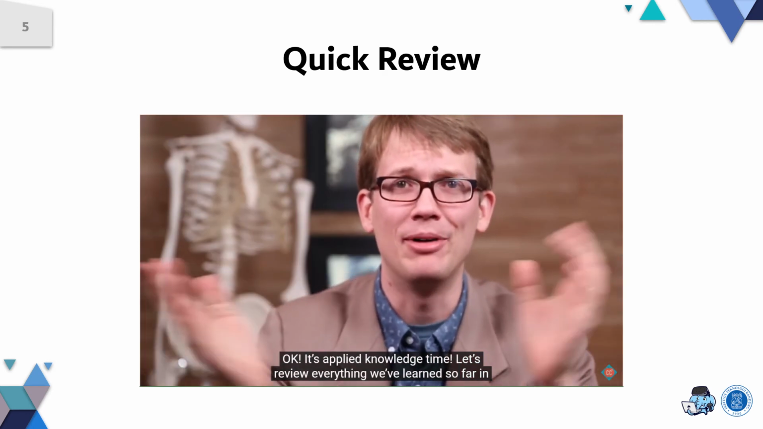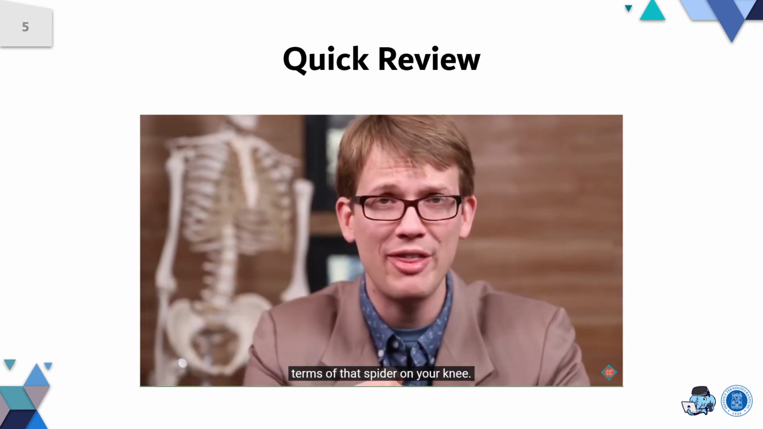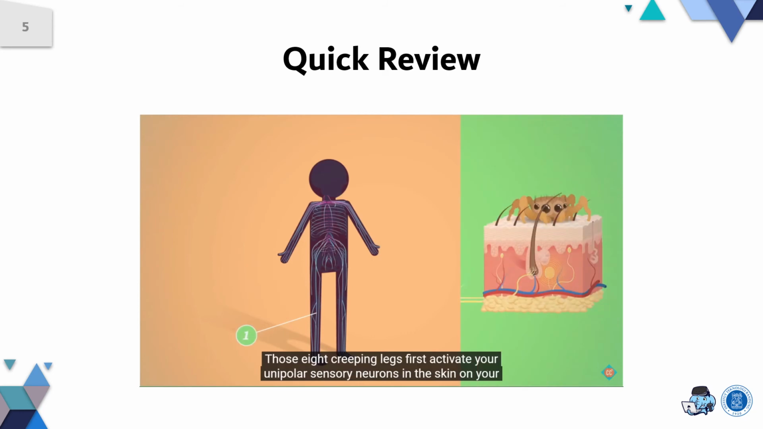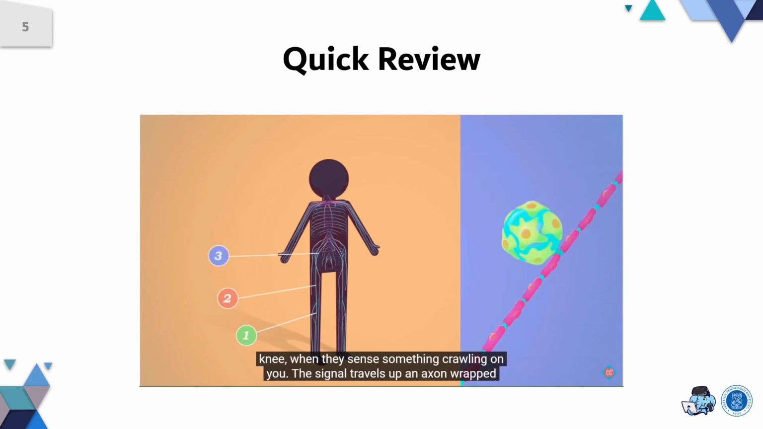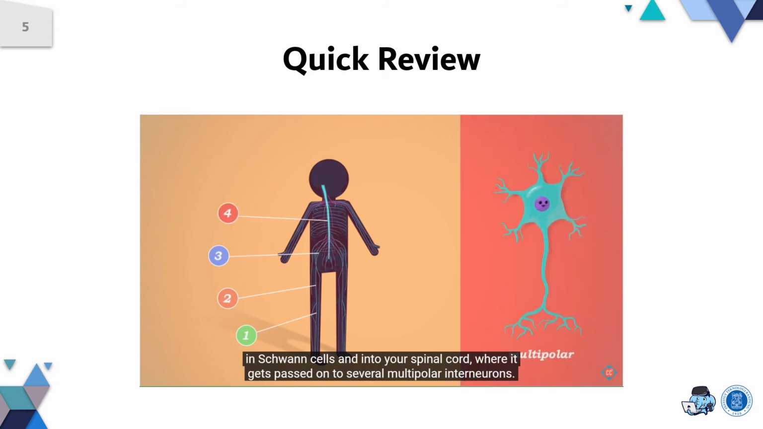Okay, it's applied knowledge time. Let's review everything we've learned so far in terms of that spider on your knee. Those 8 creeping legs first activate your unipolar sensory neurons in the skin on your knee when they sense something crawling on you. The signal travels up an axon wrapped in Schwann cells and into your spinal cord, where it gets passed on to several multipolar interneurons.